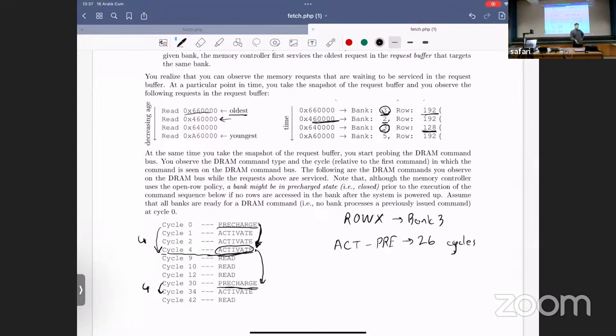So if the activate command was sent at cycle three, we wouldn't be able to understand which one targets which. But here we assume that this is bound by a timing constraint, and that must be the precharge to activate latency. Because the other timing constraint here could be activate to activate latency, right? But it looks like it's 1 nanosecond. So the memory controller would schedule it earlier if it was bound by that constraint. Okay.